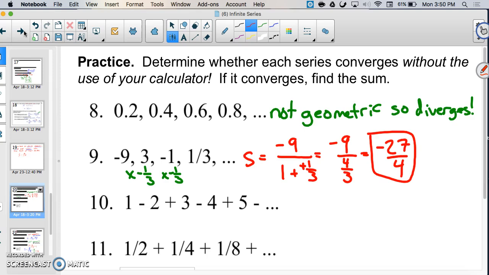For the next one, I did not find a common ratio, so this is also not geometric, so it's going to diverge.